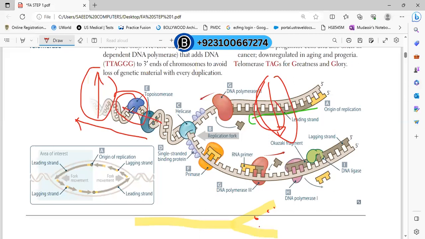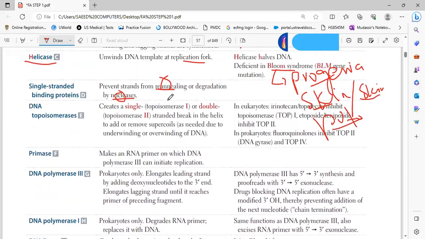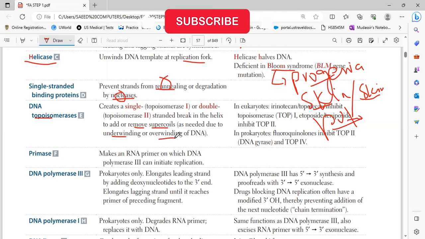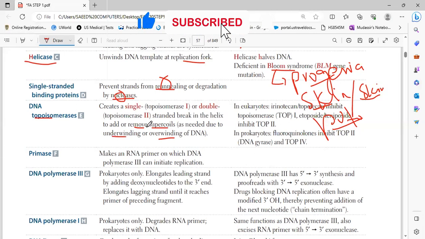In the next coming region, you will have hypercoiling. To prevent that is the topoisomerase. Here you can see topoisomerase. They remove supercoil as needed due to underwinding and overwinding. They will remove supercoil.